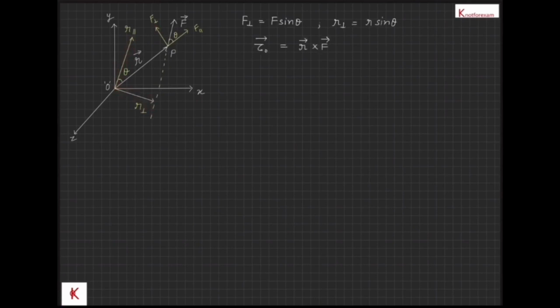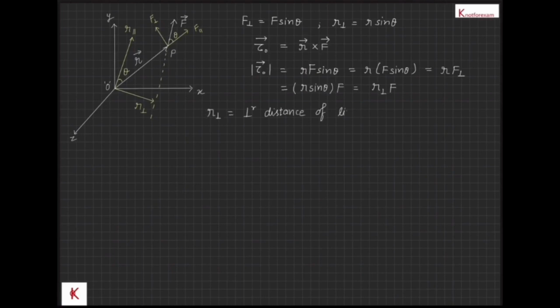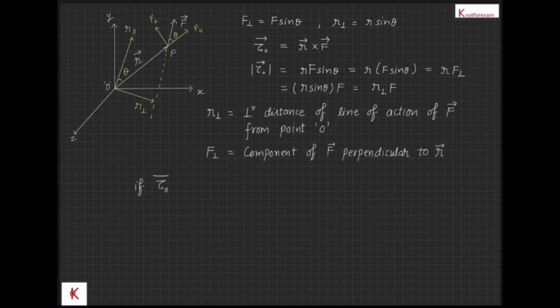Now the magnitude of torque about point O will be equal to r F sin theta, that will be equal to r into F sin theta, that will be equal to r into F perpendicular. Also it can be written as r sin theta into F, that is r perpendicular into F. Here r perpendicular is the perpendicular distance of the line of action of force F vector from point O, and F perpendicular is the component of F vector perpendicular to r vector.